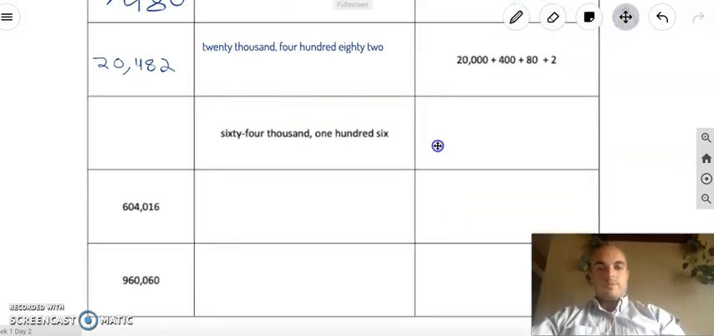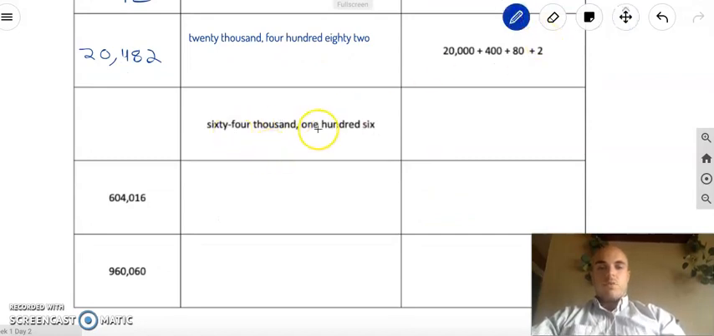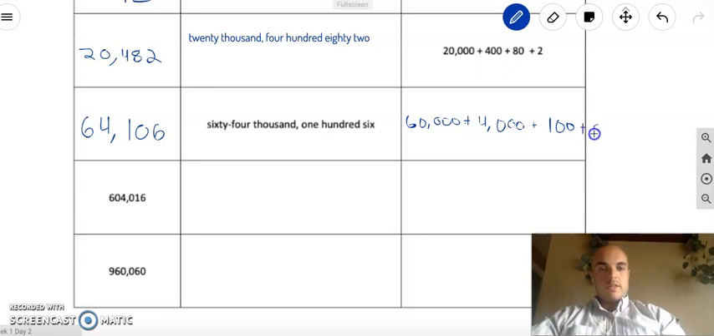Now let's move down. I have 64,106. So let's write this in. 64,106. I'm now going to pull that apart into my expanded form. 60,000 plus, there we go, plus my 4,000. I might have to go a little outside the box here, and that's okay. Plus my 100 plus my 6. Superb.